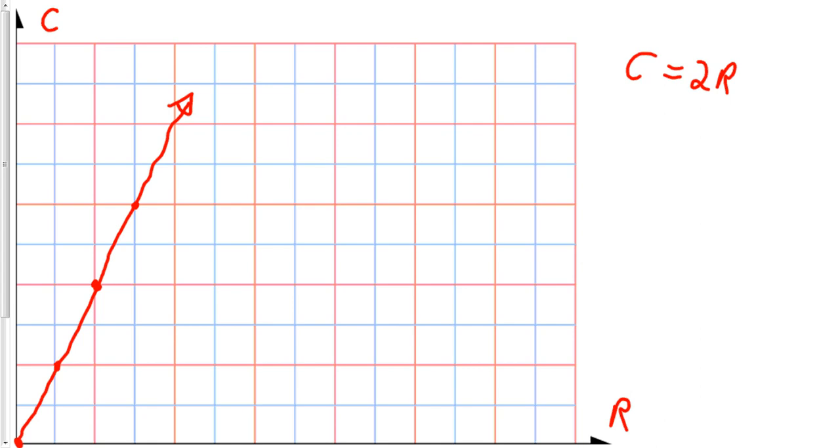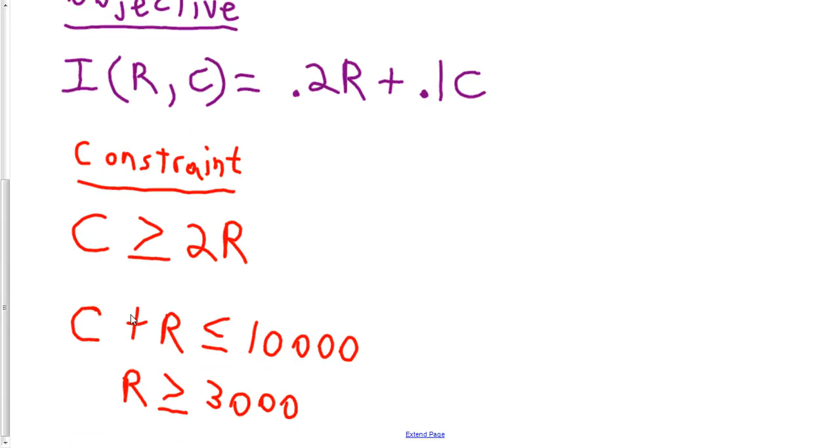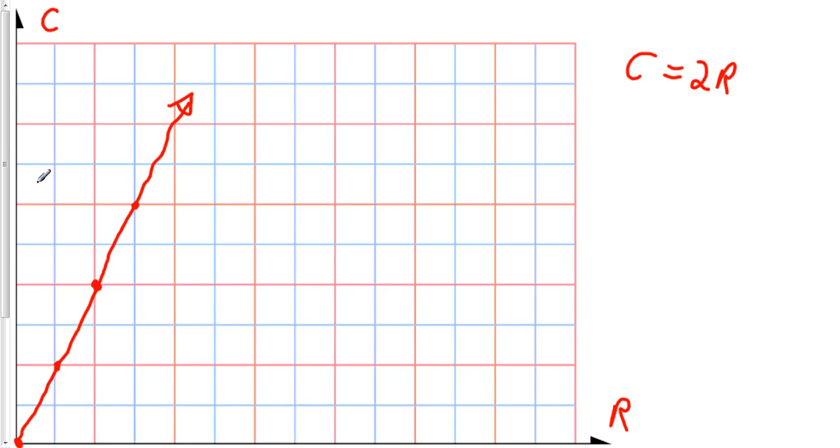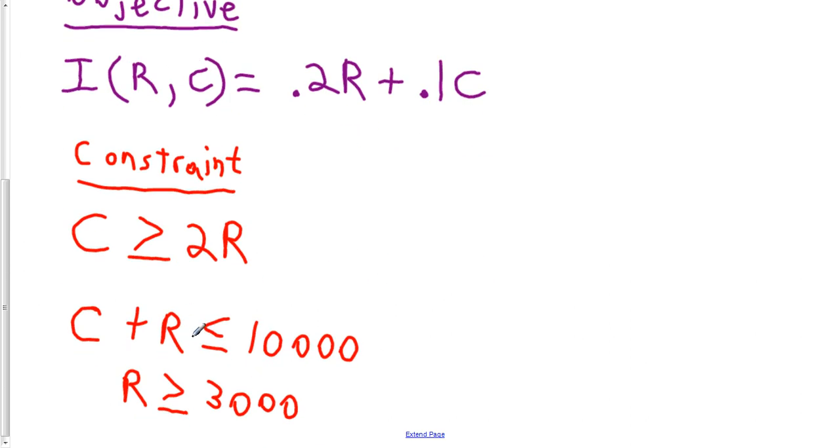All right, let's take a look at the second constraint. For the second constraint, we have C plus R is less than or equal to 10,000. Well, let's go ahead and put this in slope-intercept form, the same way we had this one, by solving it for C, because C is on the vertical axis. So when I solve that for C, I will get C is less than or equal to negative R plus 10,000.